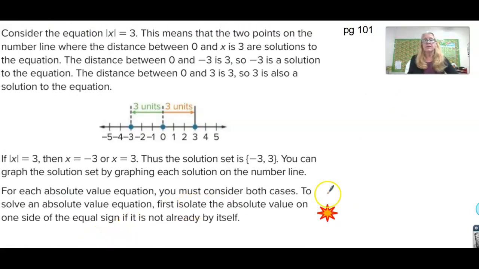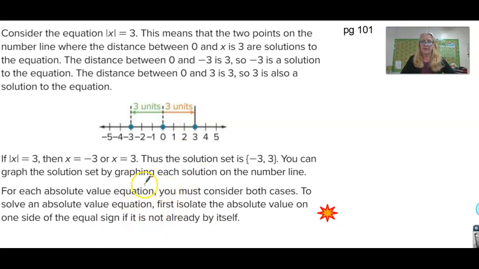Okay, so they're saying consider the equation the absolute value of x equals 3. This means that x is one of two things. x is either 3 or x was -3. We don't know, so we mark both on the number line. When we graph the solution, we put a dot at -3 and a dot at 3. You do not put a dot at 0. I don't know why they have a dot at 0. There's no dot at 0. You only graph 3 and -3.